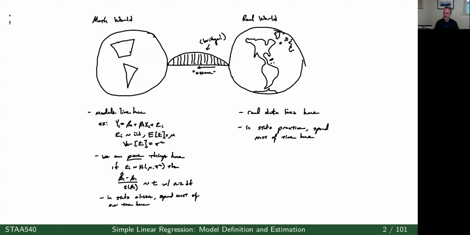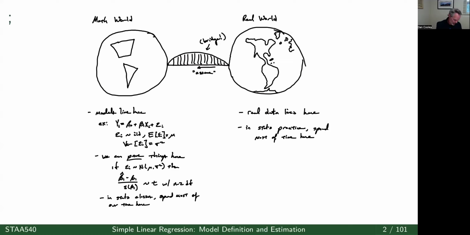In my lecture format, I will often refer to Mathland and the real world. And so it's useful to think about these two things. What lives over here in math world? We already said in the real world, data lives over here. Well, in the math world, the models live here. So the simple linear regression model that we're going to learn about in a little while looks something like this.